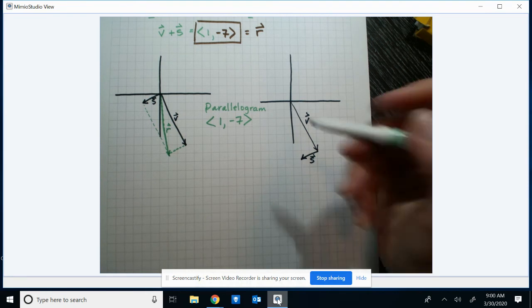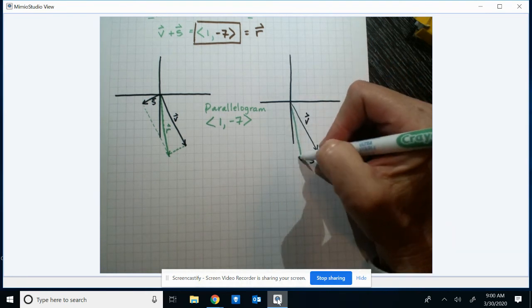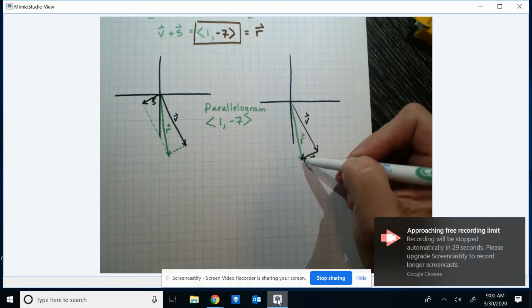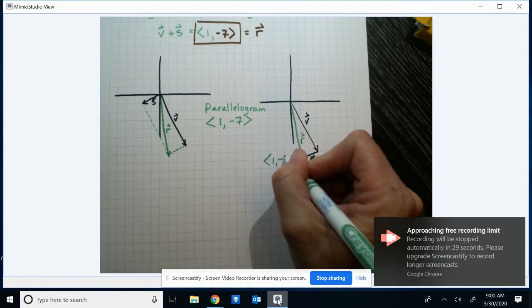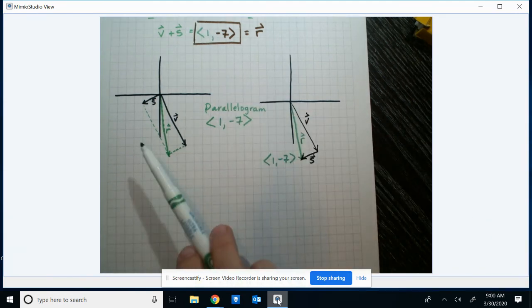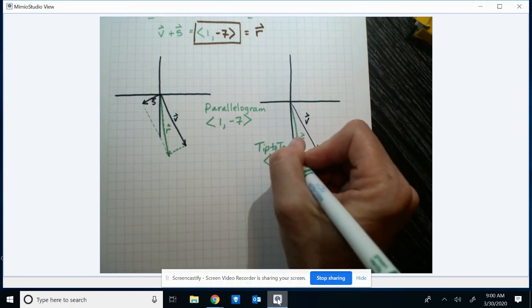So if you notice that from here back to where I started from originally, this is my resultant vector r, which is also positive 1, negative 7. So you're getting the same answer, whether it is algebraically or pictorially with the parallelogram method or the tip to tail method.